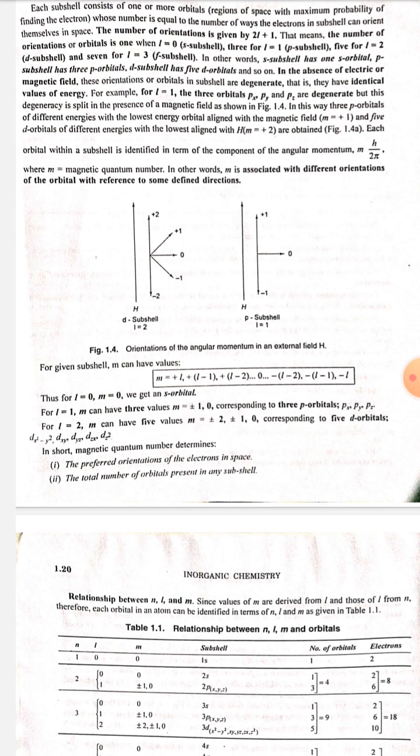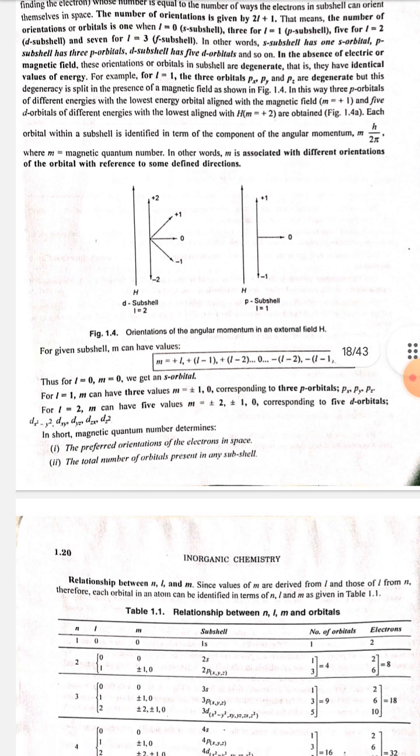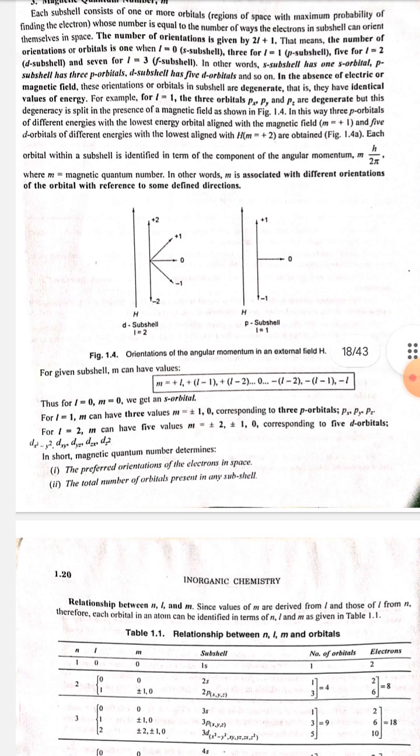In other words, the s subshell has 1 s orbital, the p subshell has 3 p orbitals, the d subshell has 5 d orbitals and so on. In the absence of an electric or magnetic field, these orientations or orbitals in a subshell are degenerate. That is, they have identical values of energy. For example, for L is equal to 1, the three orbitals px, py and pz are degenerate, but this degeneracy is split in the presence of a magnetic field as shown in figure 1.4.